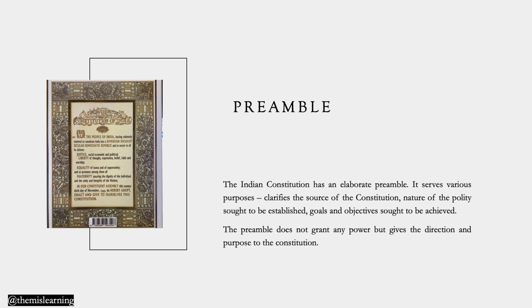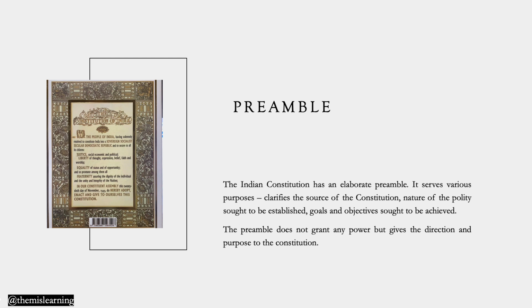Now, the next significant feature of the Indian Constitution is the preamble. The Indian Constitution has an elaborate preamble. It serves various purposes. It clarifies the source of the Constitution. It talks about the nature of the polity sought to be established. It talks about the goals and objectives sought to be achieved. Further, the preamble does not grant any power but gives the direction and purpose to the Constitution.